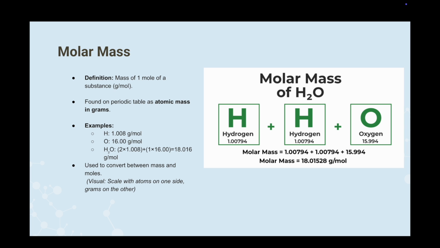Let's look at water, H2O. We need to add up all the masses of those atoms in the formula. We have 2 hydrogen atoms. 2 times 1.008 equals 2.016 grams per mole. We have 1 oxygen atom. 1 times 16 equals 16 grams per mole. Add them together, 2.016 plus 16 equals 18.016 grams per mole.